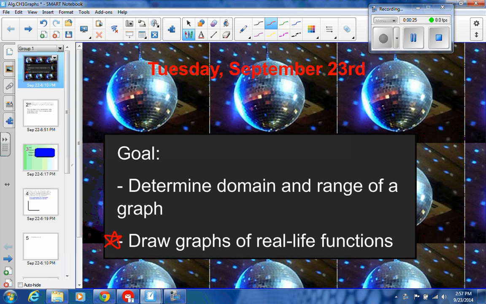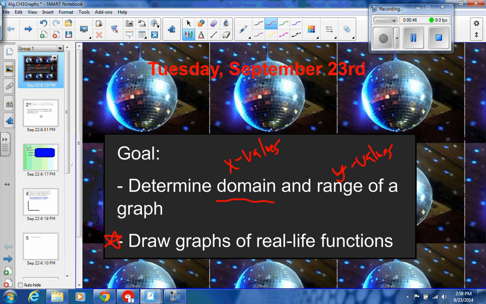So looking at a graph that's not necessarily just a couple of points, we need to figure out what the domain, which is all the possible x values, and the range, which is all the possible y values, are. So figuring out what those are for a graph.